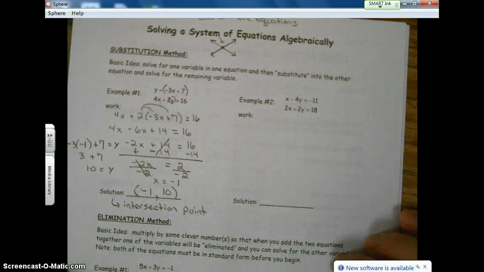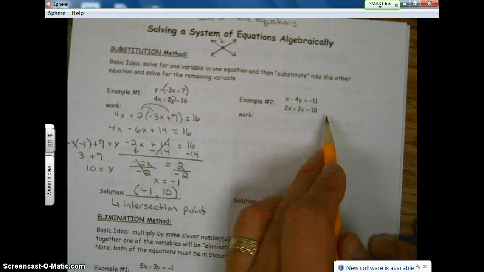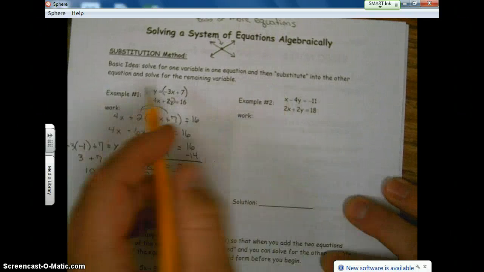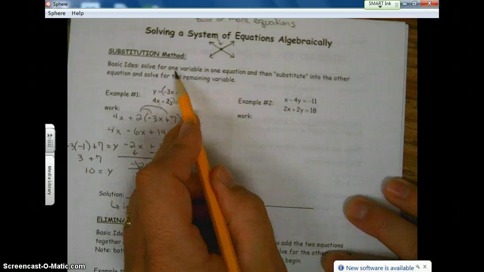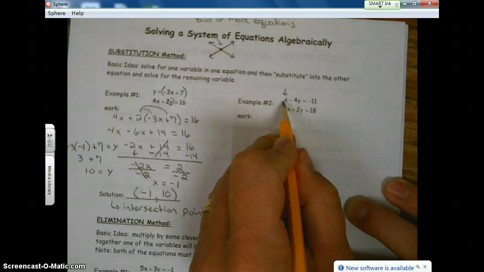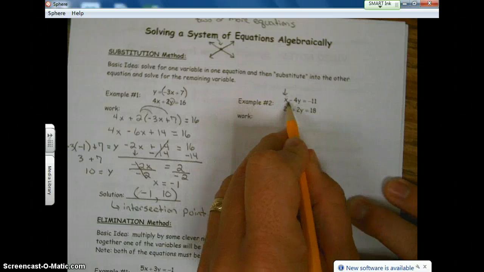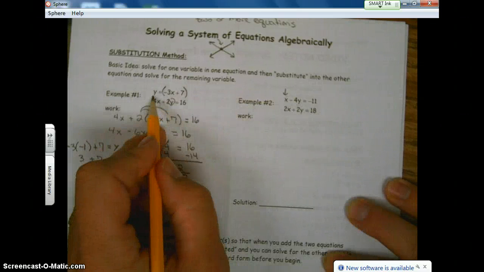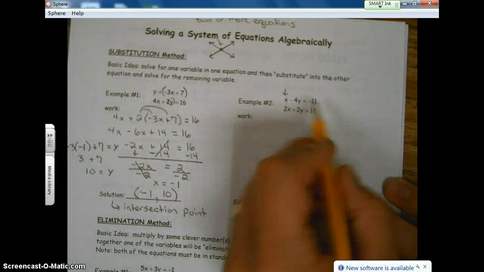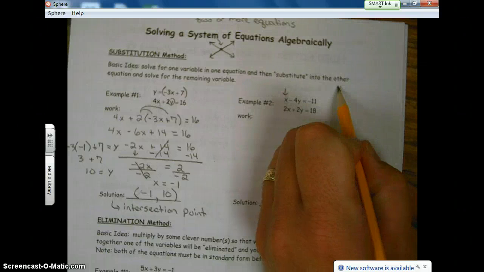So I'll get you started on example 2, and then I want you to finish it on your own. For this one, it says solve for one variable. So in this case, notice my x is almost by itself. So I'm going to go ahead and solve this one for x. Notice this one was solved for y. I'm going to solve this one for x. Okay? So I'm going to write it over here.